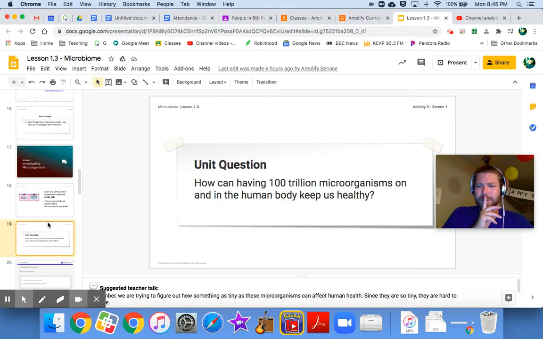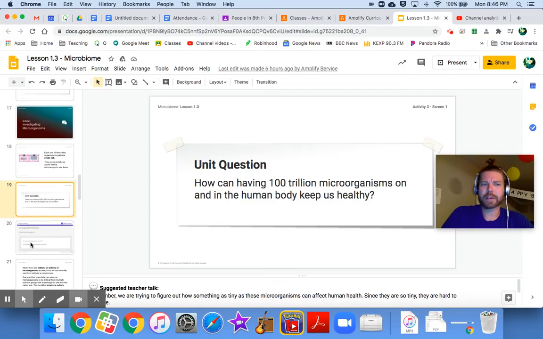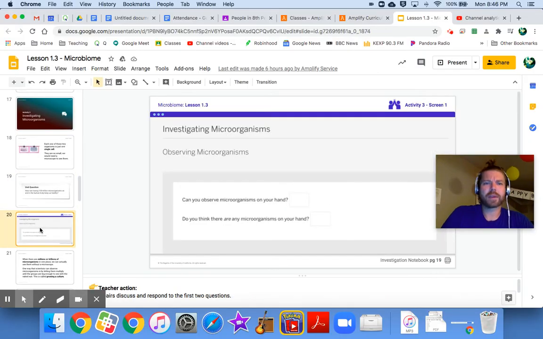Let's think about our unit question. If we have 100 trillion of these microorganisms living on us and in us, how could that help keep the body healthy? We're going to keep coming back to that question all unit, the entire unit.